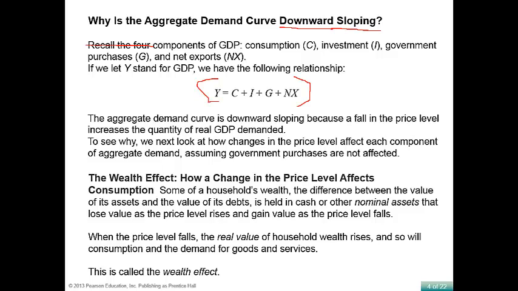We can then use these four additional variables and come up with a further explanation that the aggregate demand curve is downward sloping because a fall in the price level increases the quantity of real GDP demanded. Now, even though it uses different words, it follows the same methodology as we learned in Chapter 3. As the price of the product goes down, quantity demanded will increase.